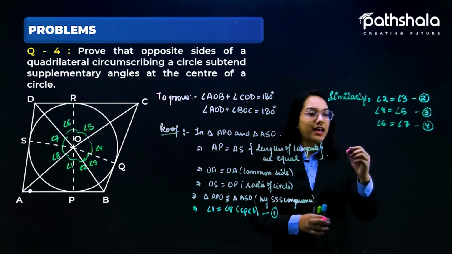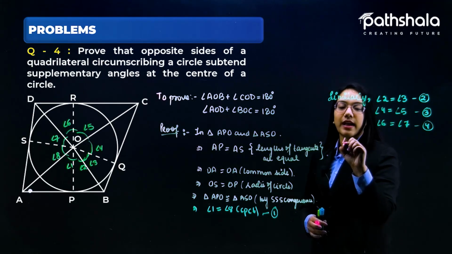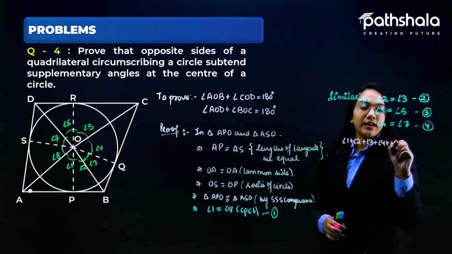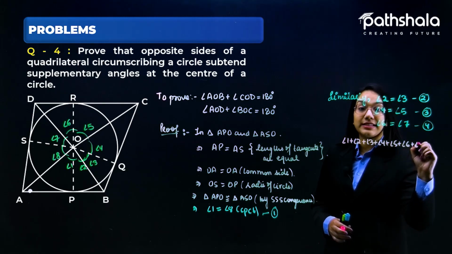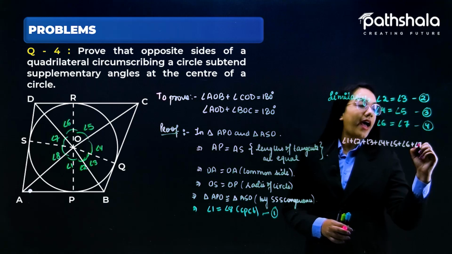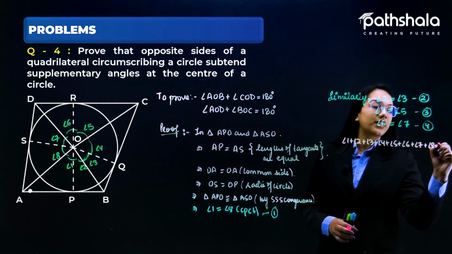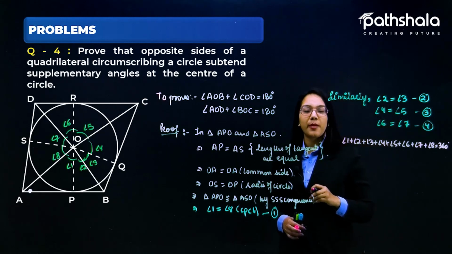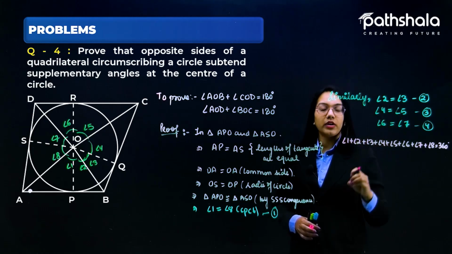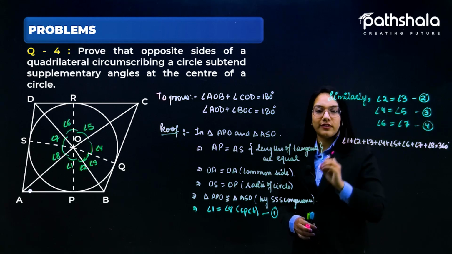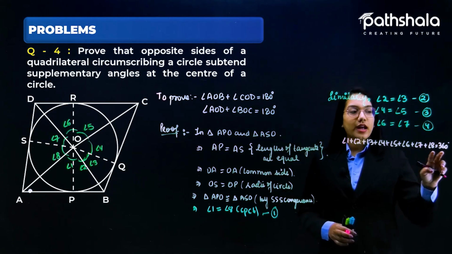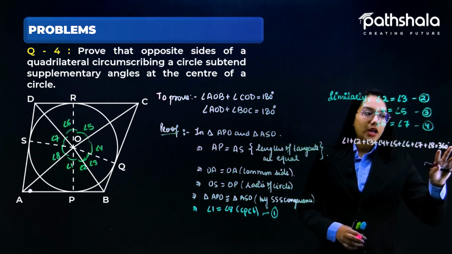So it implies that angle 1 plus angle 2 plus angle 3 plus angle 4 plus angle 5 plus angle 6 plus angle 7 plus angle 8 is equal to 360 degrees. We know this concept that the sum of the angles at the center of the circle is a whole 360 degree angle. So using that particular concept, I'm just writing it as this.